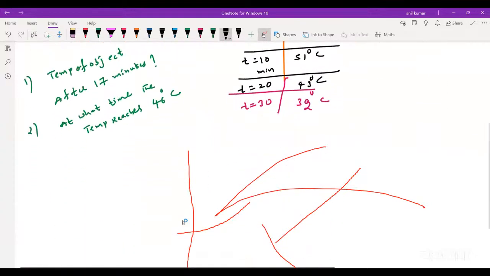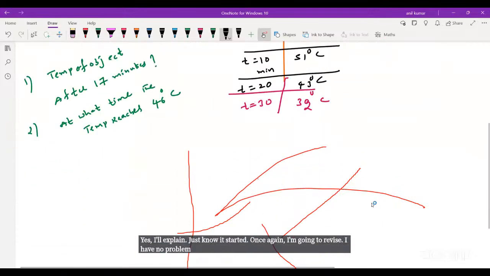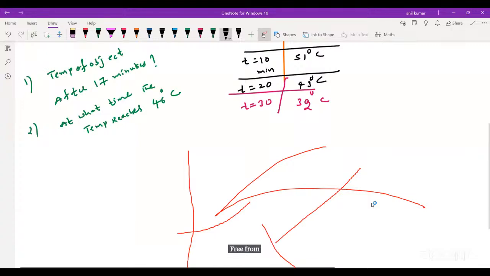Sir, ma'am, sir, I'm a student, sir. Once explain this topic, sir. Newton's law of cooling, huh? Yes, sir. Yes, I'll explain. Just now I started. Once again, I'm going to revise. I have no problem, but I have to free from these lines. This was drawn by one student. That is why I'm not able to write here.